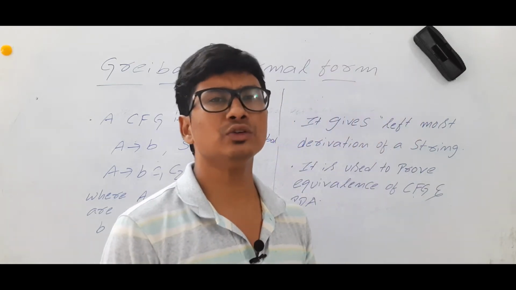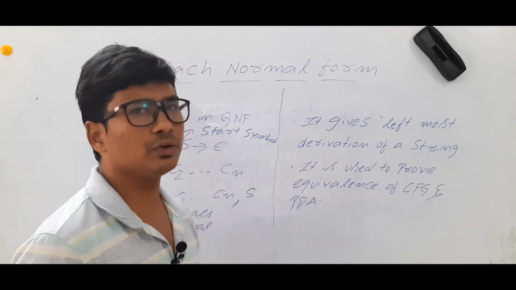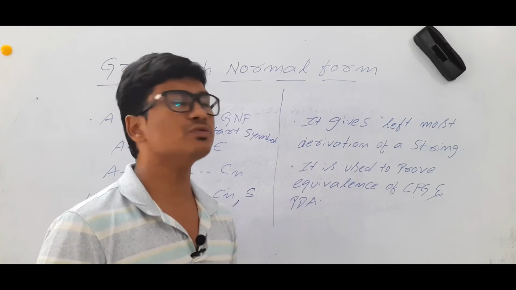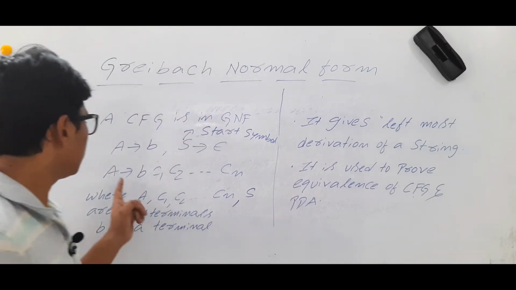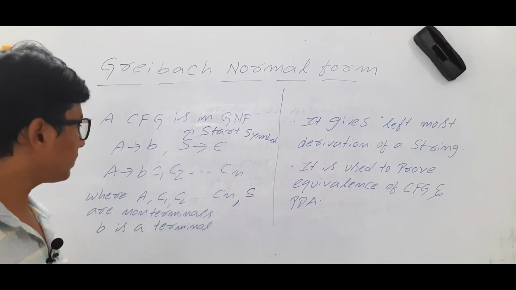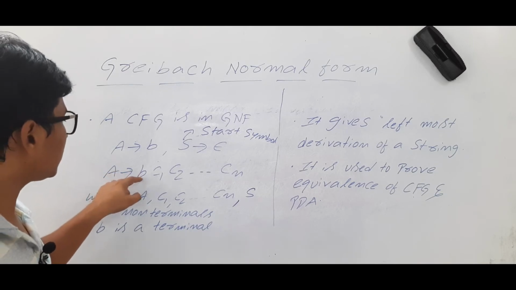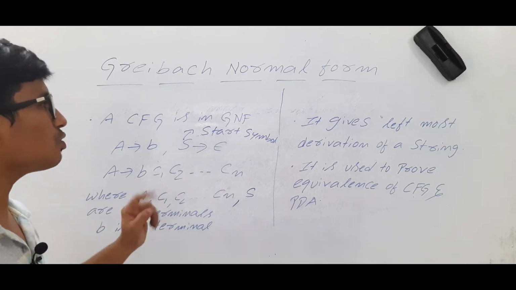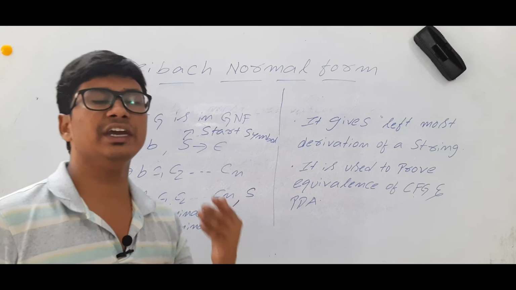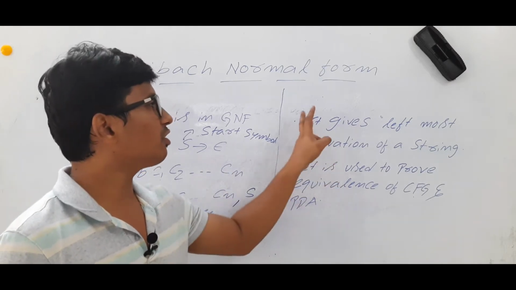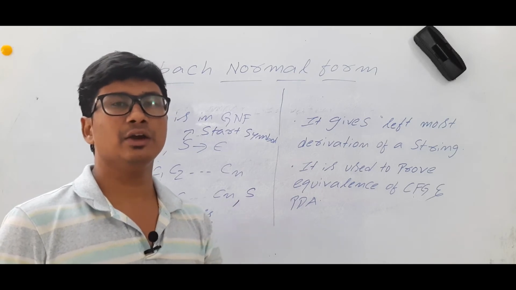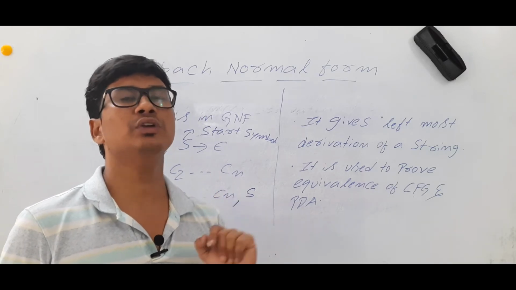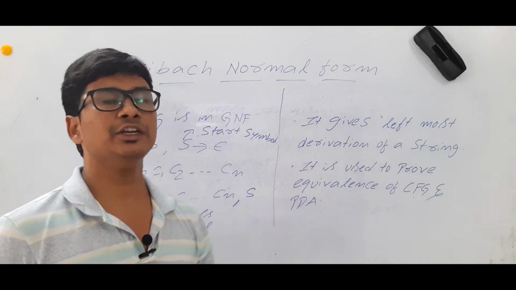Then we will discuss why we should study this GNF, and why we should convert a given CFG into GNF. Now remember one thing: A derives B C1 C2 is the form. A variable derives a terminal, and after that it can derive a collection of variables. What will be useful is, whenever we are deriving any string from a grammar, we can derive it by using a tree or by using a derivation process. The derivation process is of two types, leftmost derivation or rightmost derivation.